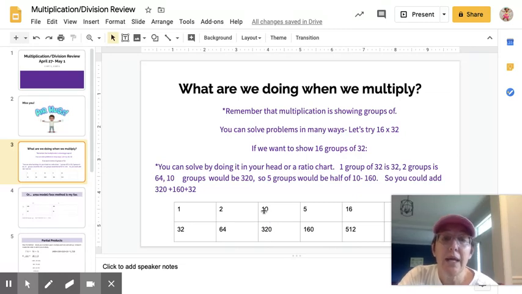So 320. If I want to get to 15 groups of 32, I have to find how many are in 5. Well, I don't know what 5 times 32 is, but I do know what half of 10 is, and that's 160. So 5 groups of 32 is 160, and then I can put it all together. I have a 10, a 5, and a 1, so I can find 16 groups of 32 is 512. May sound a little complicated, but it works. But that's one way that we did for our number talks a lot this year.